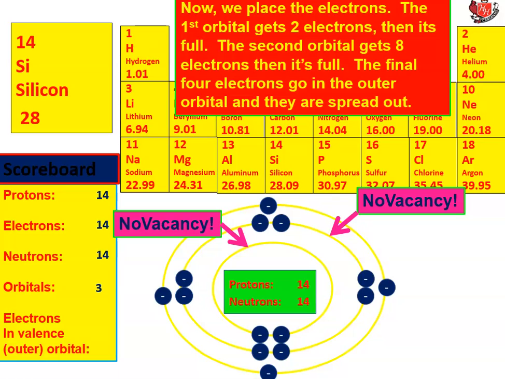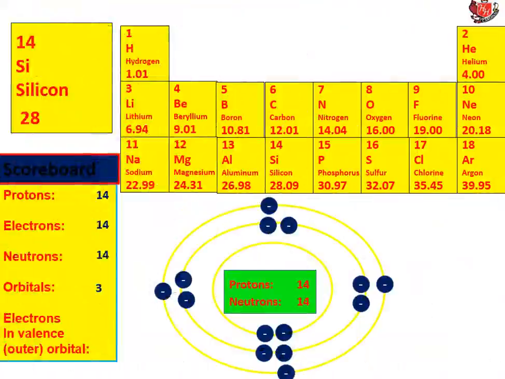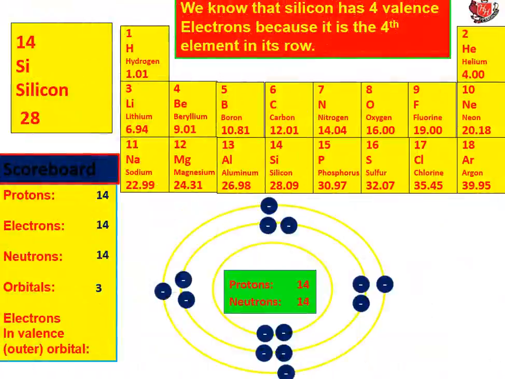And so how many valence electrons do we have? Well, those are the electrons in the outer orbital. There's 4 of them there. So we can fill in our scoreboard. So we know that silicon has 4 valence electrons because it is the 4th element in its row.